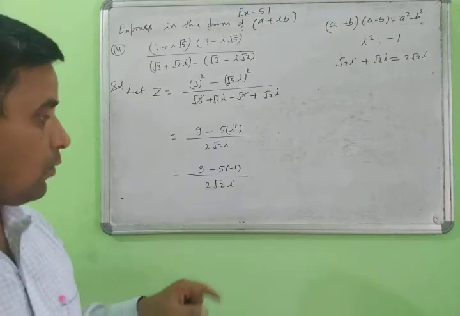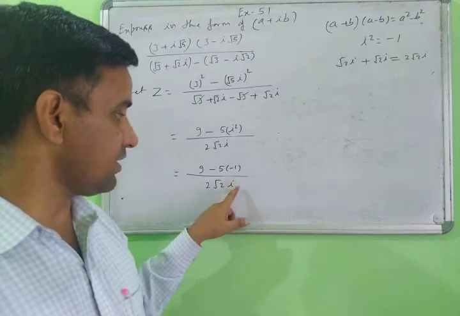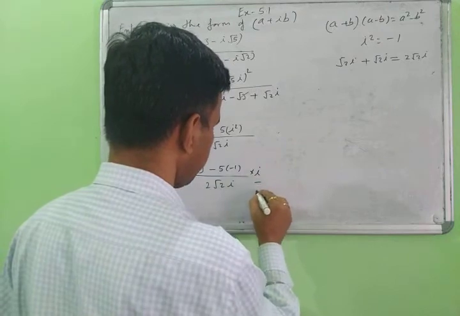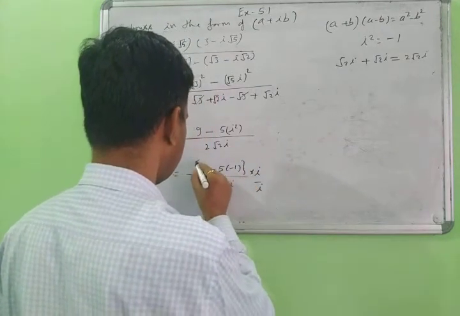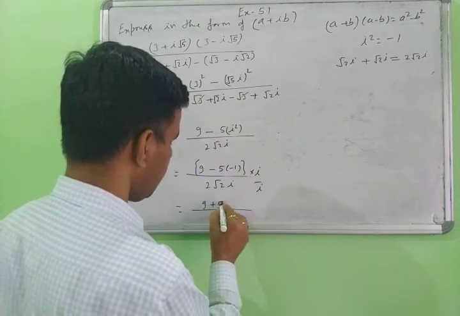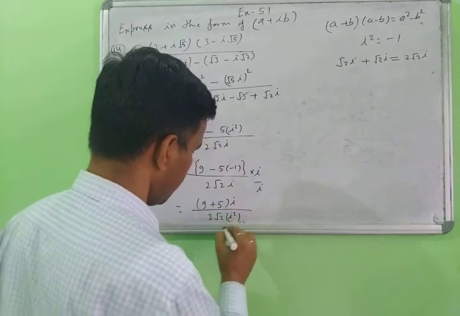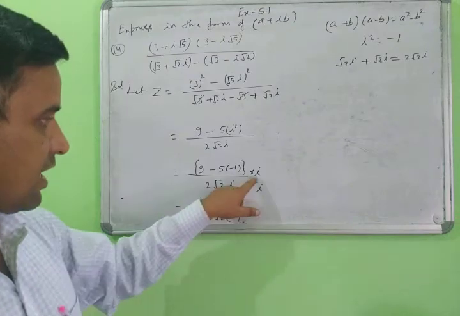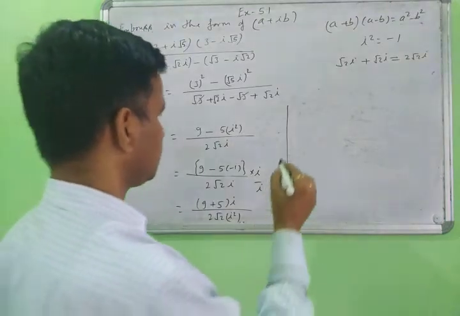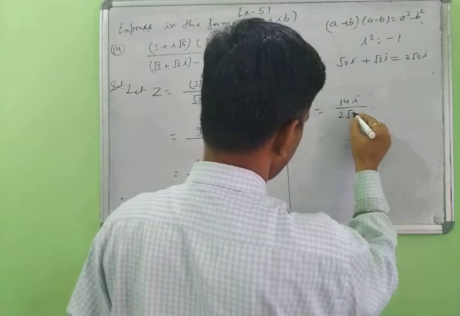Remember it: when iota comes in the denominator, you will always remove it. How to remove it? Multiply and divide by iota. Then what value came here? 9 plus 5, and then iota will be outside, and in the denominator 2 root 2 iota square, because iota into iota gives iota square, and the other iota comes outside in the bracket. Next, 9 plus 5 is 14 iota upon 2 root 2 iota square.